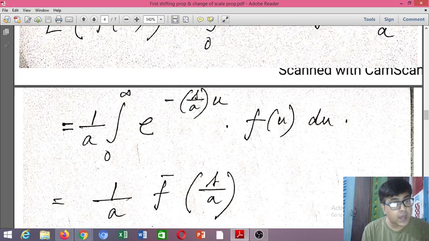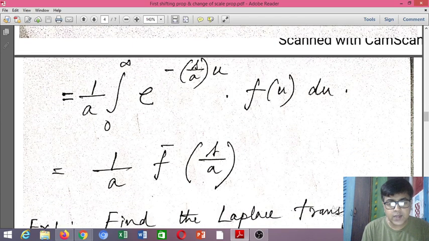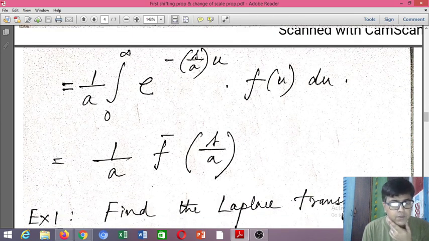That means if you multiply t by a and then take the Laplace transform of f at, your scale will change. Unless a is 1, it's 1 by a into f bar s by a. So that's why the name given is the change of scale property. Very important property of Laplace transform. Please do remember these two properties, the first shifting theorem and the change of scale property, quite often used in a number of problems of Laplace transform.